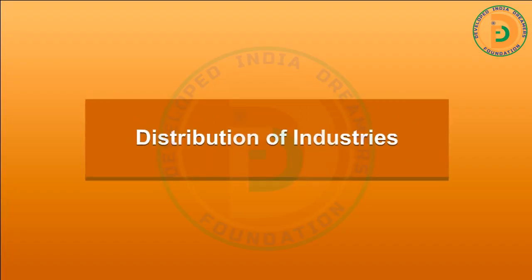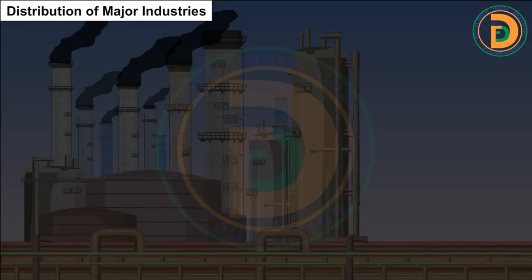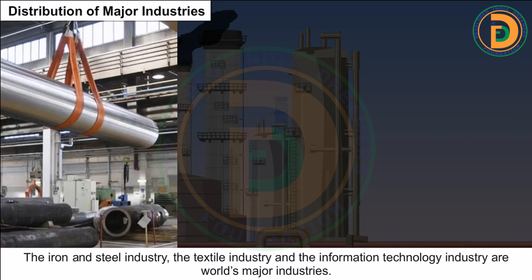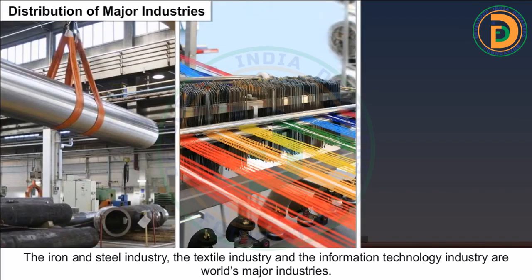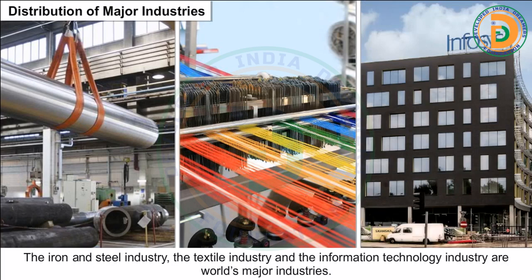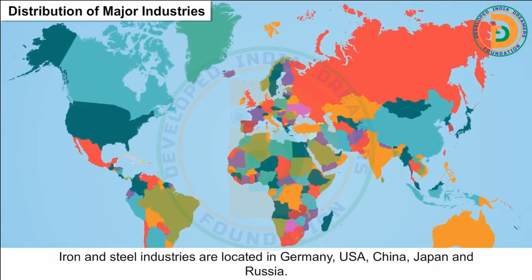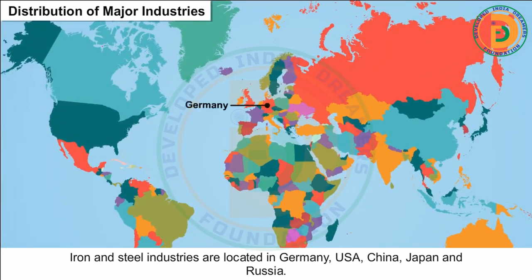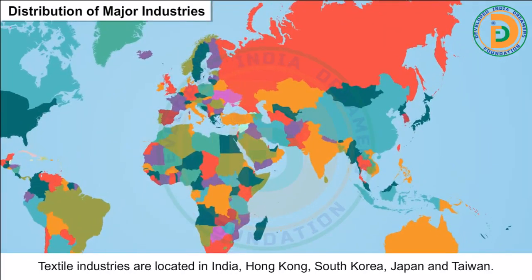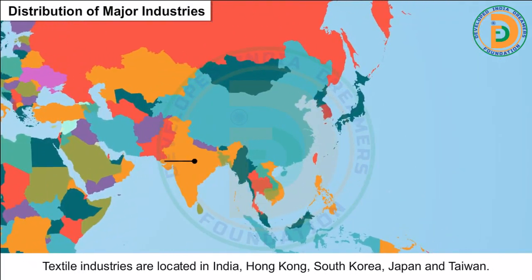Distribution of industries. Distribution of major industries. The iron and steel industry, the textile industry, and the information technology industry are the world's major industries. Iron and steel industries are located in Germany, USA, China, Japan, and Russia. Textile industries are located in India, Hong Kong, South Korea, Japan, and Taiwan.